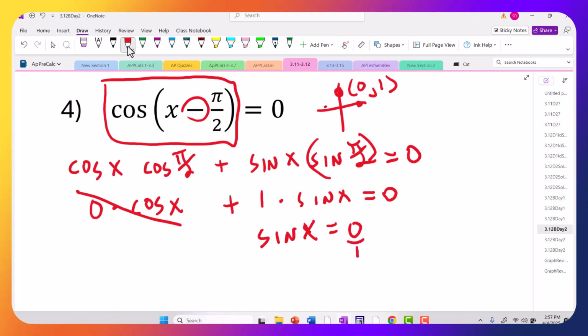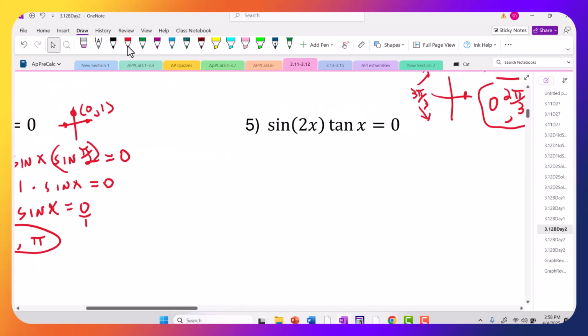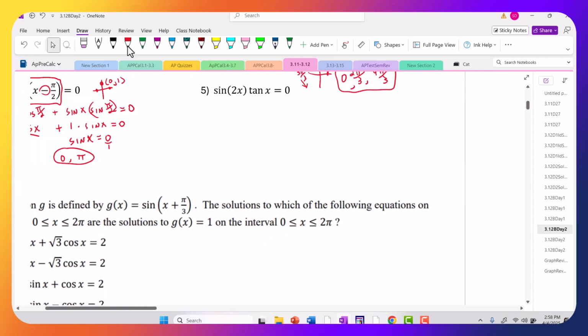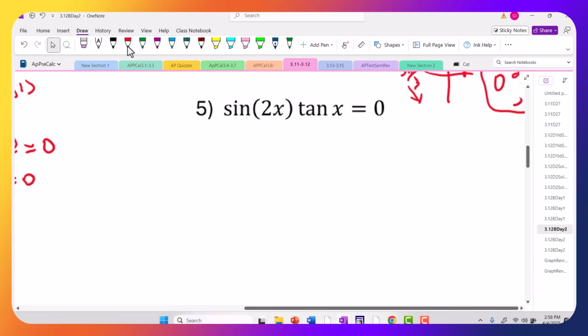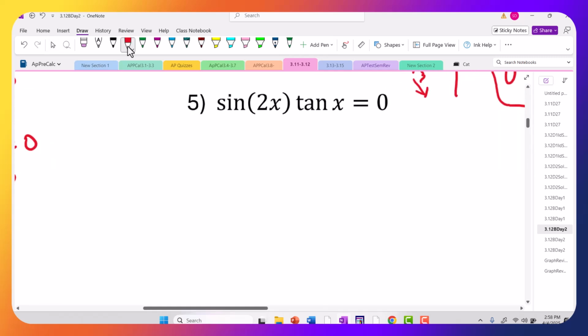Okay. And then that happens here and here. That's where y is 0. So this is x equals 0 and pi. All right, let's move on. We're flying, man. How many more? That's it. Oh my gosh. I have no choice on this.